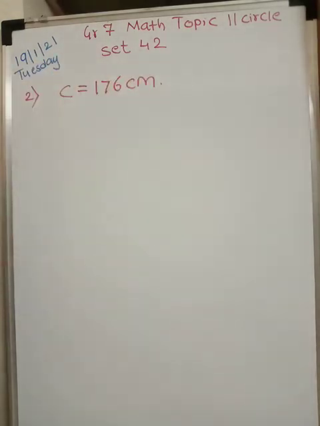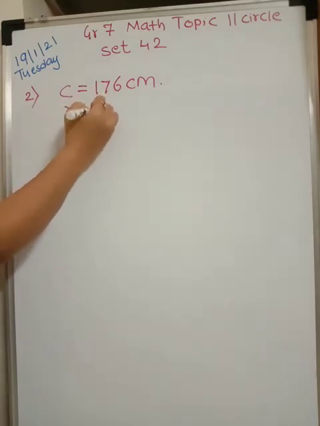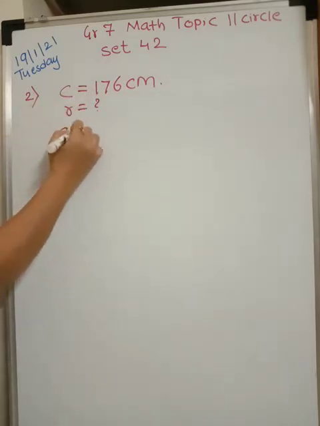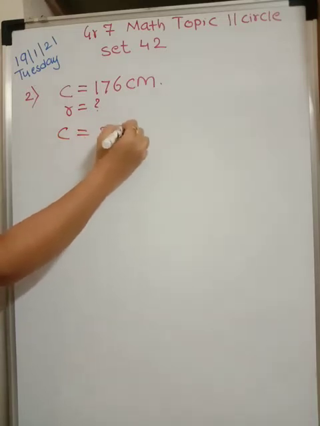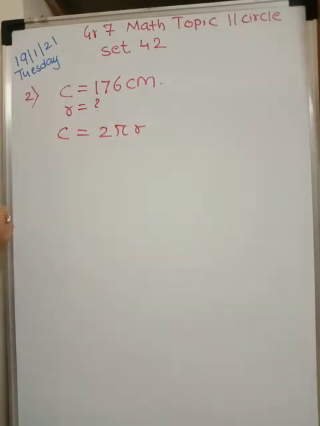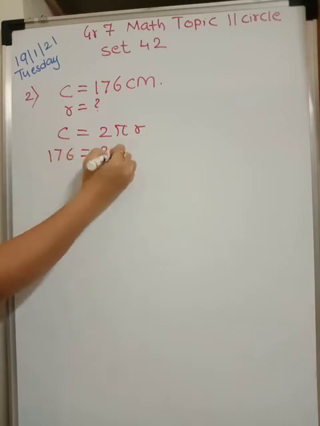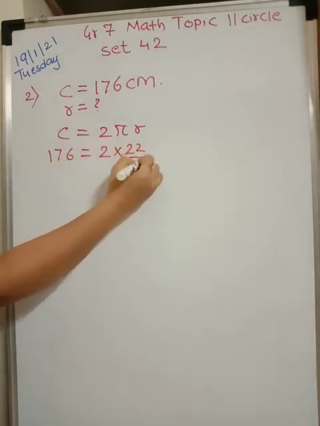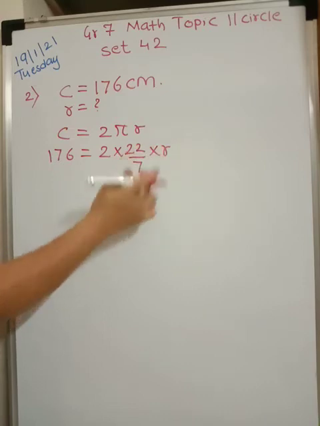Take down first what is given and find its radius. You have to find the radius. We have the formula circumference is equal to 2 pi r. So circumference is 176, which is equal to 2 into pi, which is 22 upon 7, into r. I want to find r.